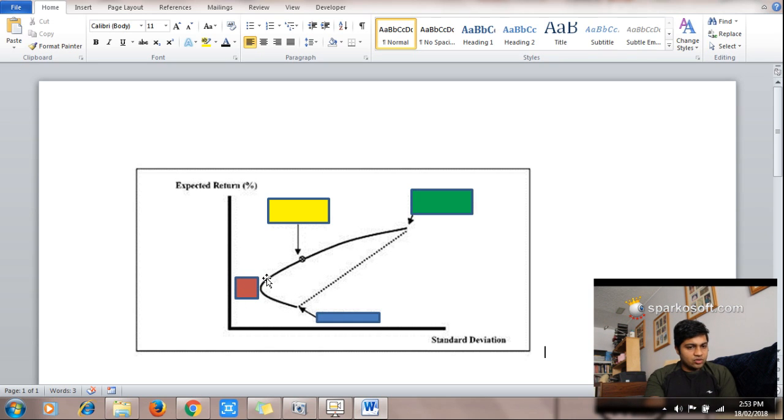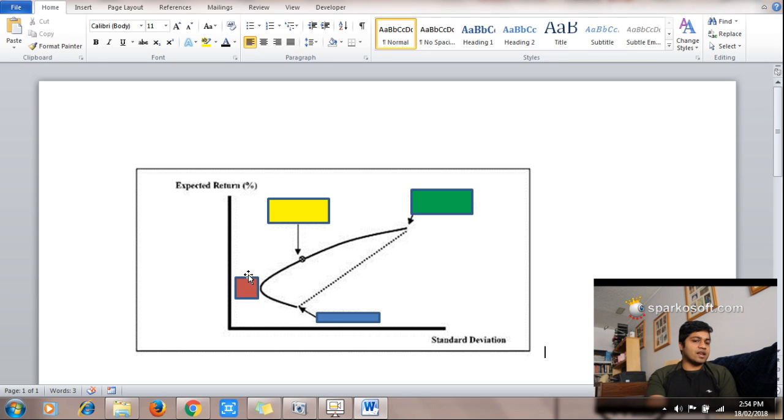All this zone that is below the minimum risk portfolio is the rejection zone. We do not select any portfolio on this line because for any of these portfolios we have a better alternative. For the same amount of risk we can get better returns if you go above the line. So this is called the rejection zone.